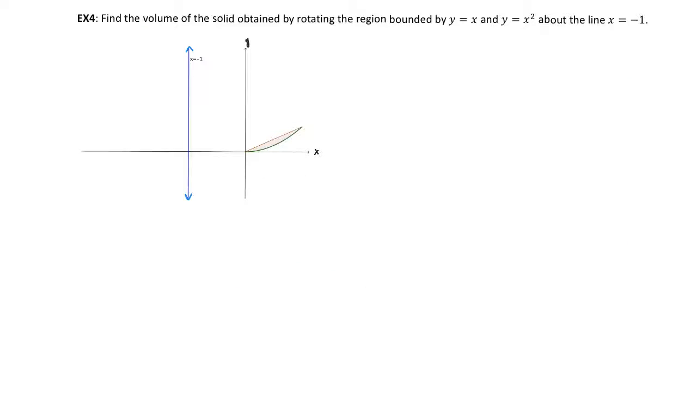Example 4 is asking us to find the volume of the solid that will be obtained by rotating the region that is bounded between the quadratic, right here, the graph in green, and the line y equals x, right here. So you can see the region again in this light brown. But this time we are going to be revolving about the line x equals -1. And this was given in the problem. If you notice, I drew that line over here in blue. This is going to be now our axis of rotation.